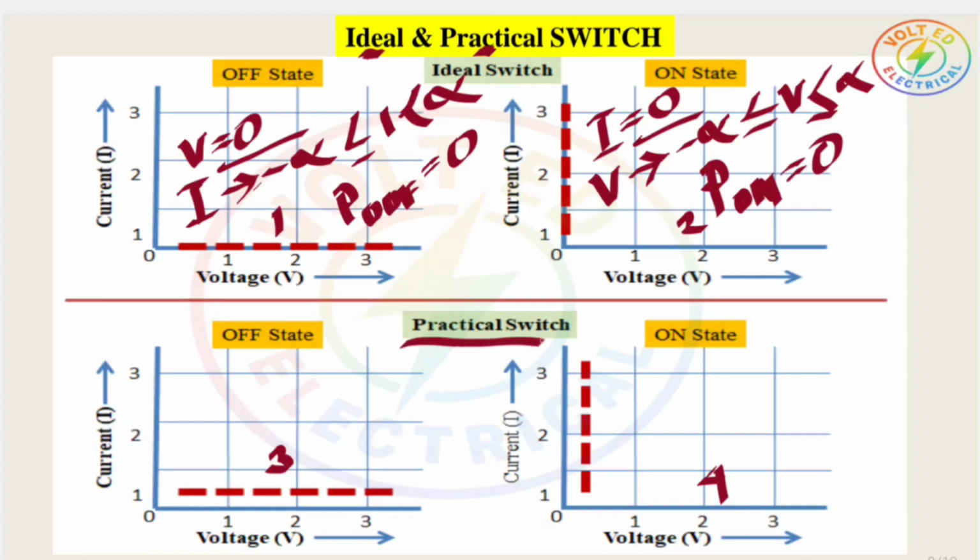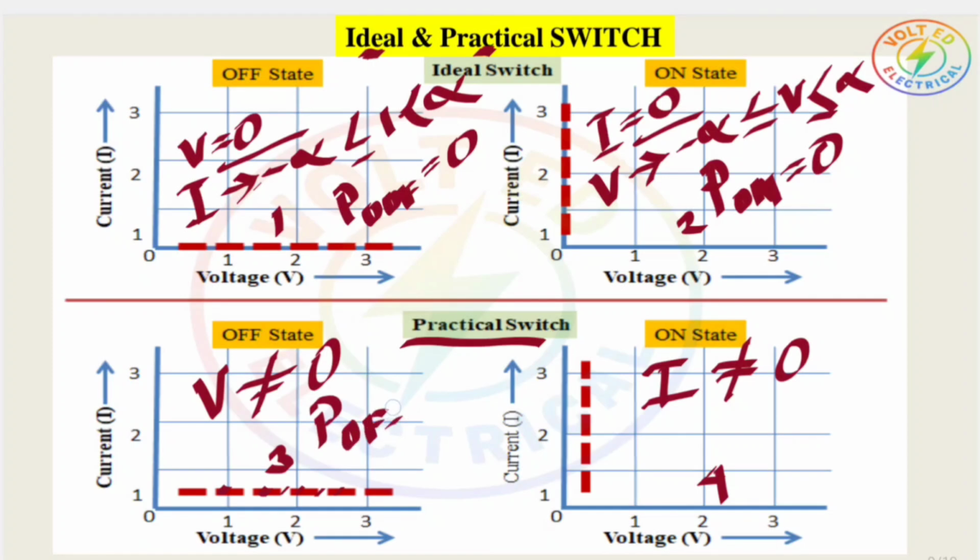Now if we see the practical switch, graphs 3 and 4, and compare them with graphs 1 and 2, here they show some values. This means in the off state of a practical switch, V is not equal to 0, and in the on state current is not equal to 0. So that's why P off is also not equal to 0 and P on is also not equal to 0. So that's why there will be some delay in the switching. So this is the basic comparison of an ideal switch and a practical switch.